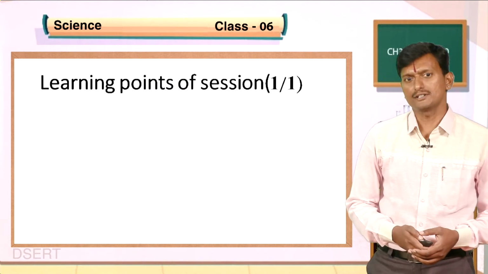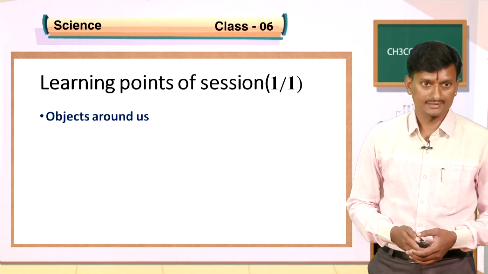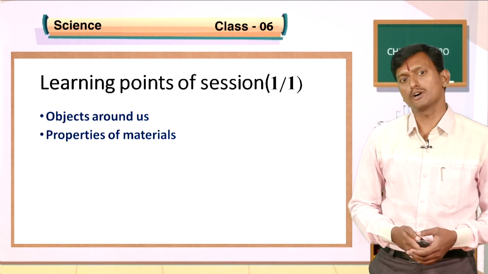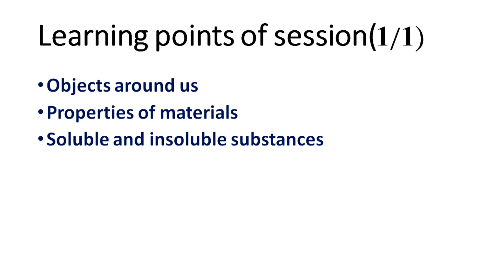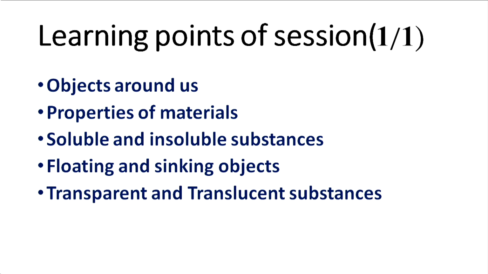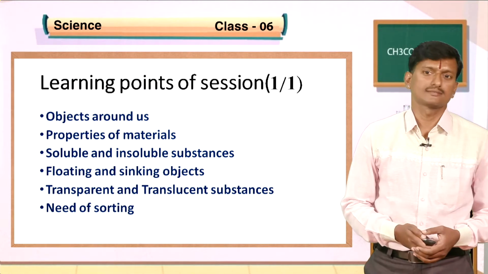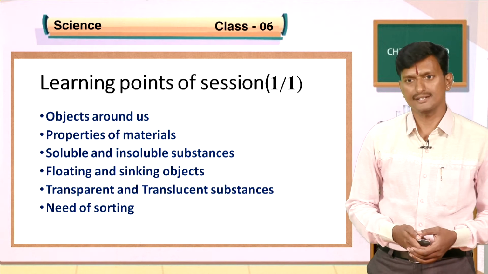Learning points of session 1 of 1 are objects around us, properties of materials, soluble and insoluble substances, floating and sinking objects, transparent and translucent substances, need of sorting. These are the learning points that we are going to discuss in this class.